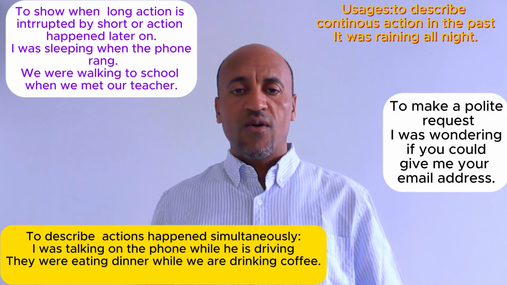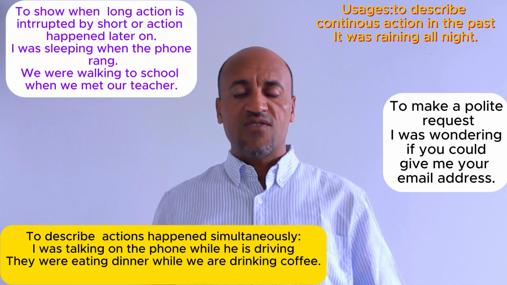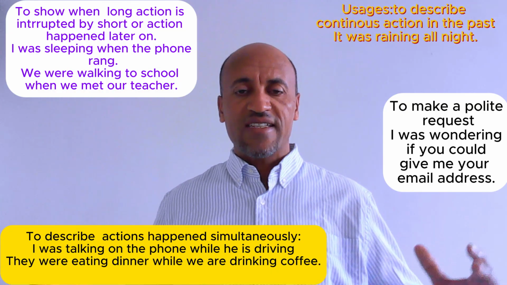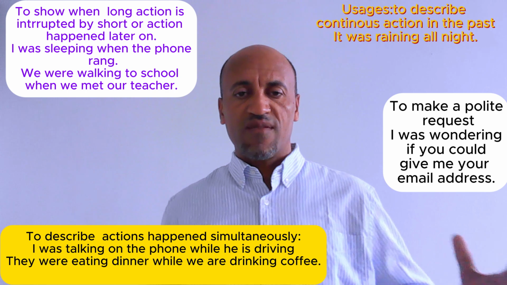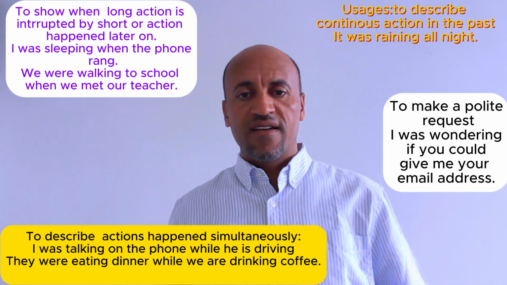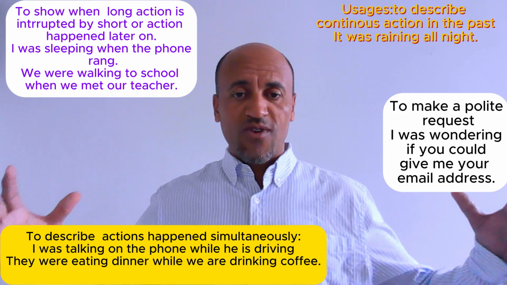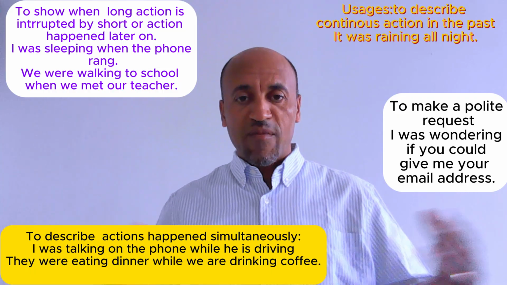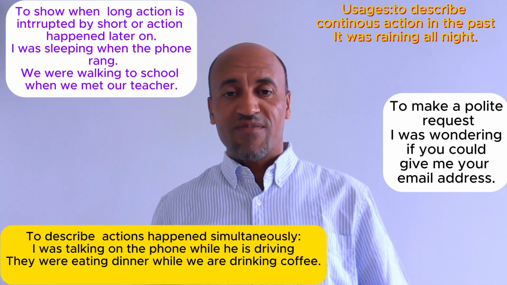And secondly, we use past continuous to connect two continuous actions in the past. For example, I was reading a book when she was calling. So these two actions happened at the same time.